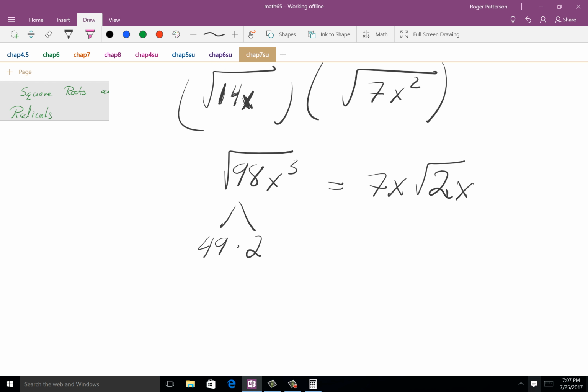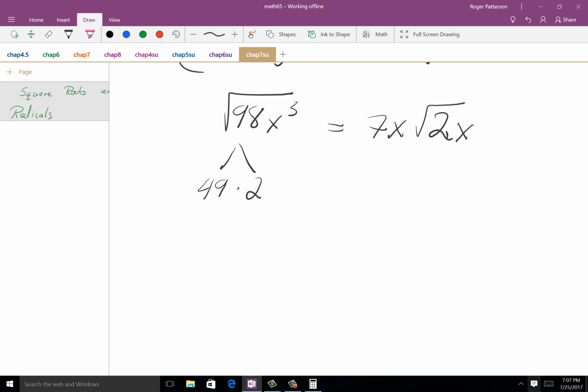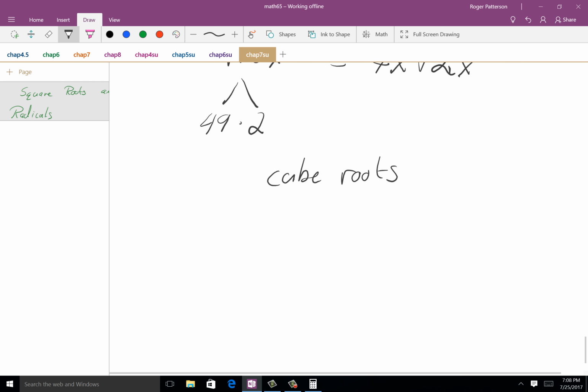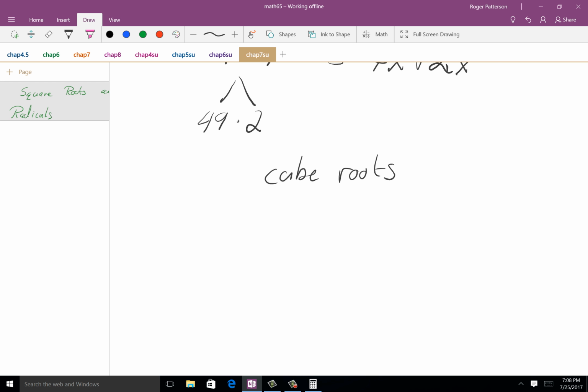Let's see, I want to check to see. I didn't do it. Okay, we'll do a couple of these real quick too. Okay, they're also going to have you simplify some cube roots. So in this case, it's nice to have some cube roots written down, but not too many.